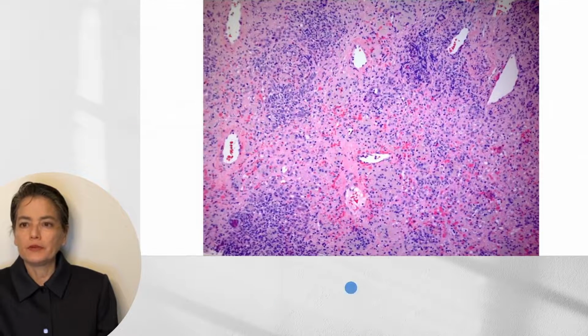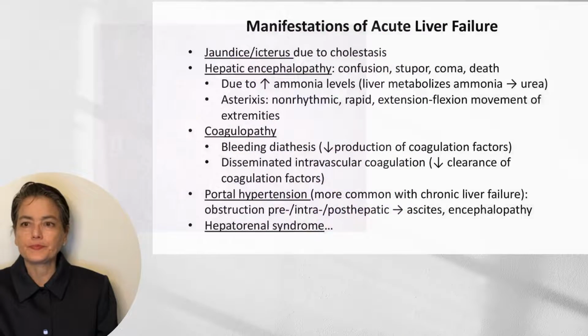When we look at another field from the same patient, you can see there are barely any viable hepatocytes. We have a few bile ducts here, but mostly inflammatory cells and hepatocyte collapse. And in this patient, about 50% of the liver was necrotic.